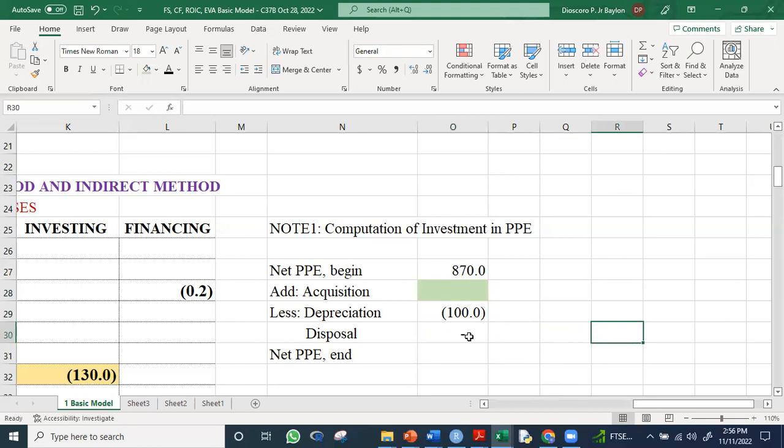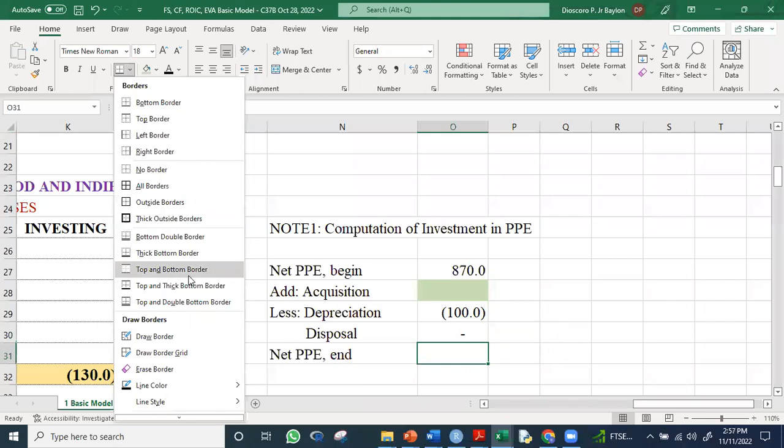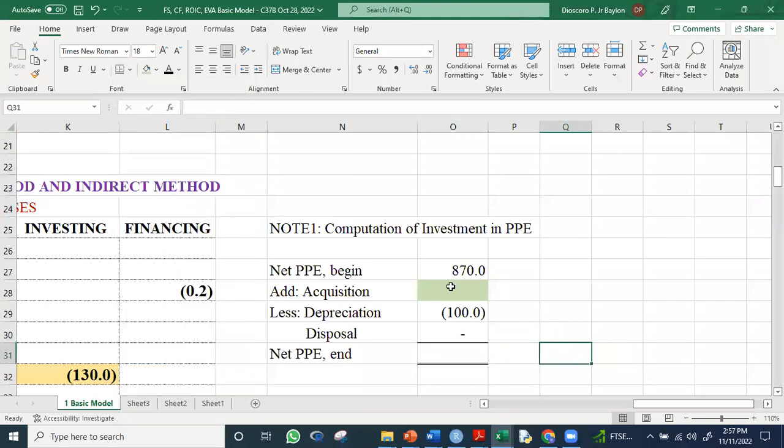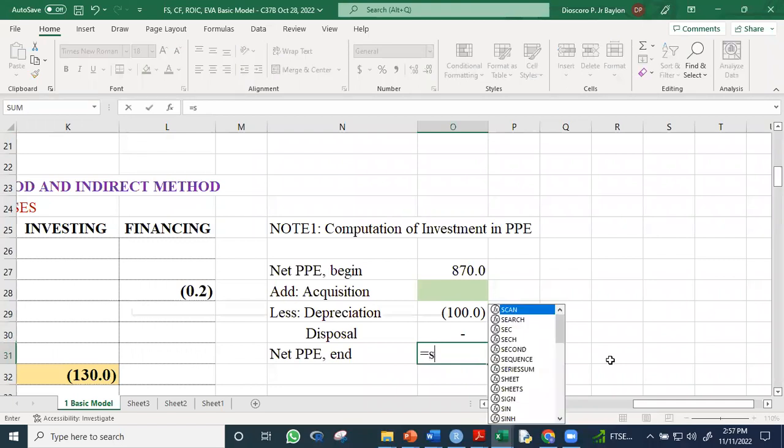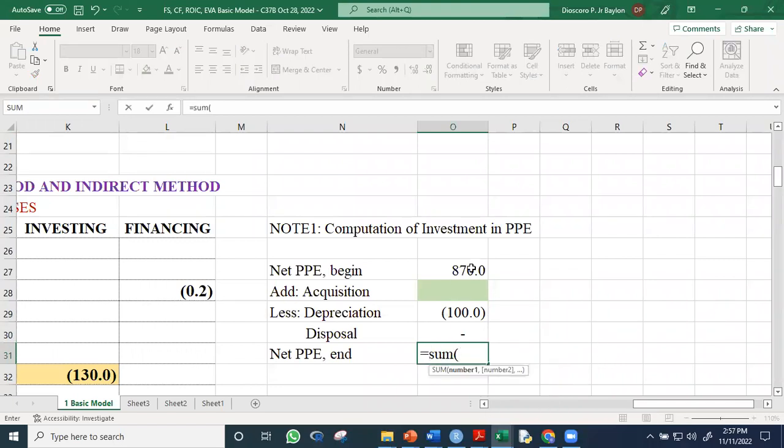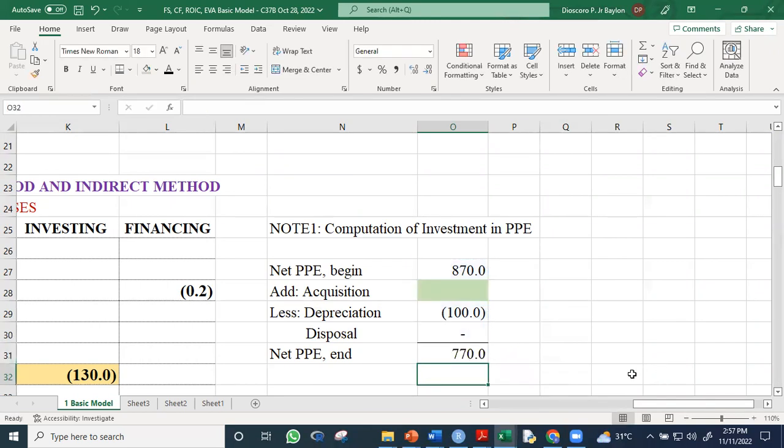No deduction. All right, therefore, the net PPE will just be the sum. It will be the beginning plus acquisition plus depreciation plus disposal. We're adding because depreciation is already negative here. If you want to put this as a positive, then you should make the formula negative. I already made it negative so that we can just add.